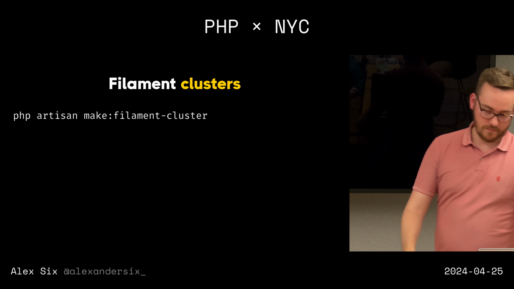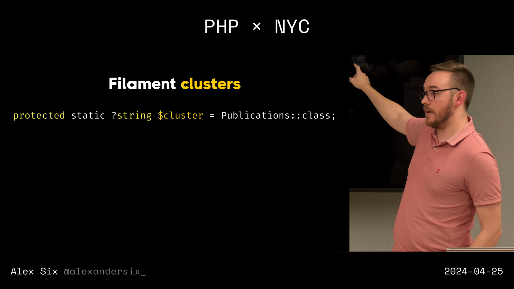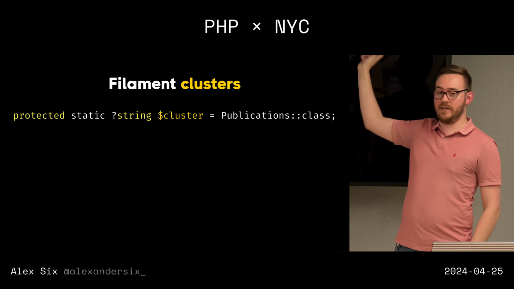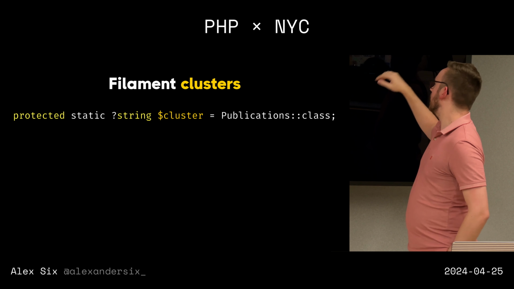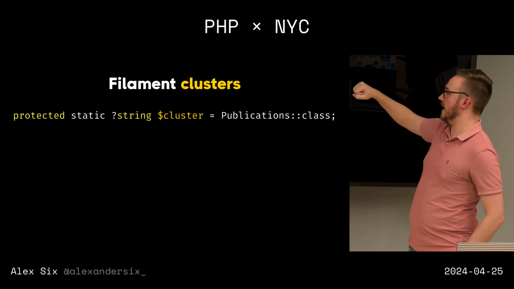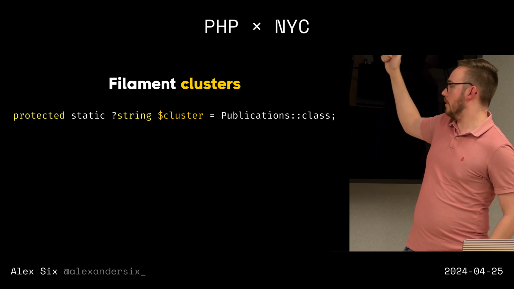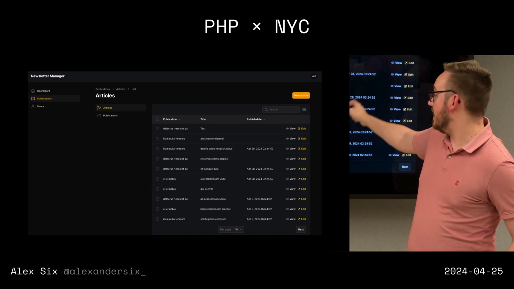There's a make command for it. Of course there is. And all you have to do to add a page or a resource to a cluster is throw this string. We're calling the cluster publications, by the way. I recognize it's kind of confusing because there's a resource called that, but go with me here. There's a cluster called publications, which we just created. All you have to do is at the top of any of your files, or really wherever in your files, your pages or your resources, throw this cluster name, and you'll end up with something that looks like this.